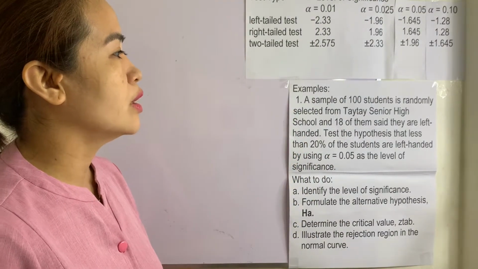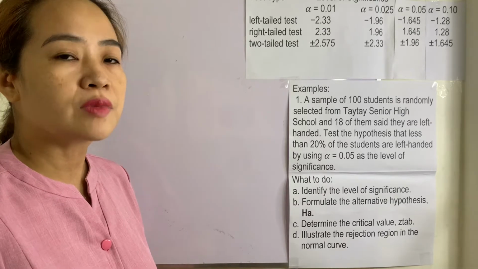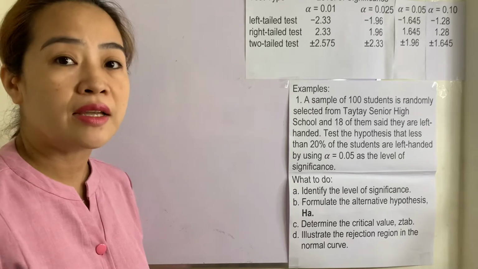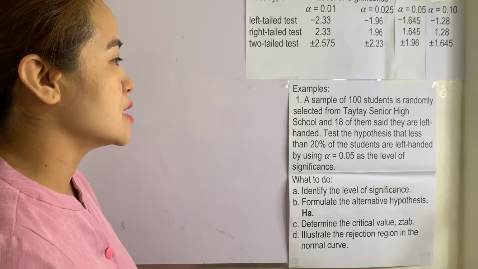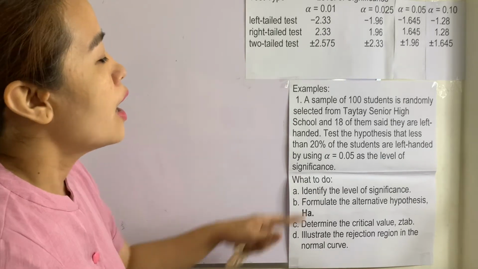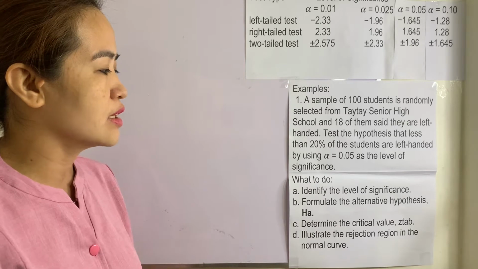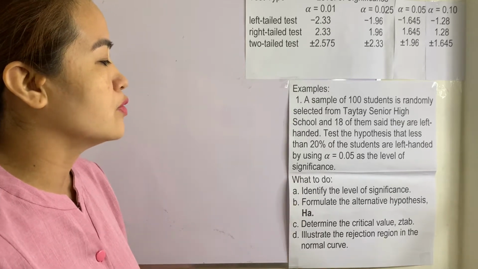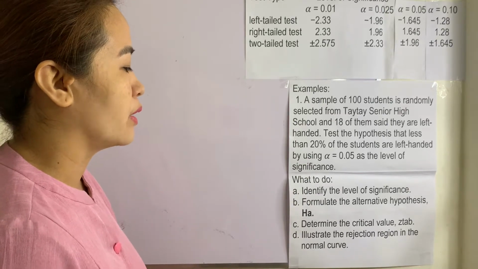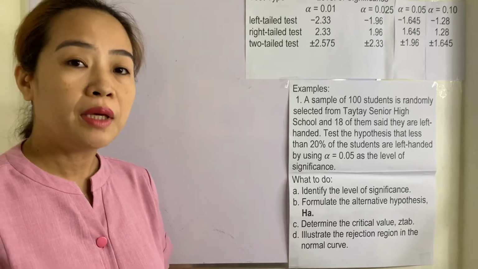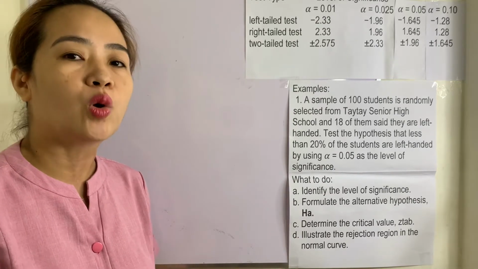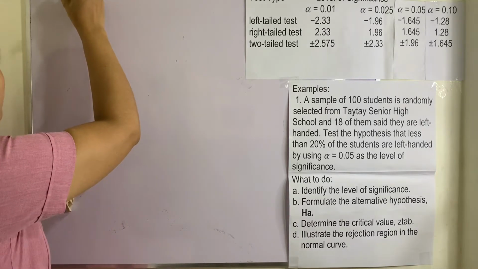Example 1. A sample of 100 students is randomly selected from the Thai Senior High School, and 18 of them said that they are left-handed. Test the hypothesis that less than 20% of the students are left-handed by using alpha 0.05 as the level of significance. What to do? A. Identify the level of significance. B. Formulate the alternative hypothesis H sub A. C. Determine the critical value or the Z tab. And D. Illustrate the rejection region in the normal curve.